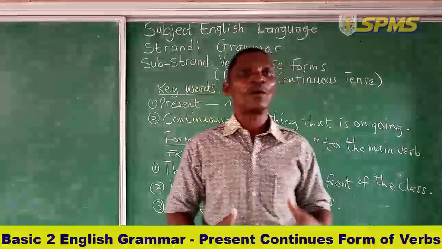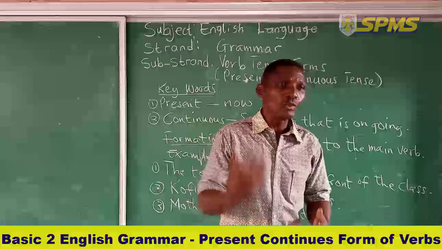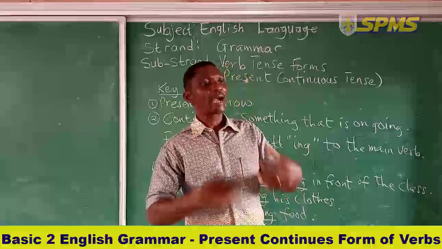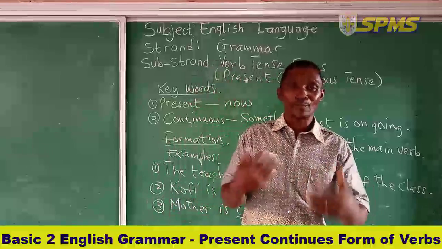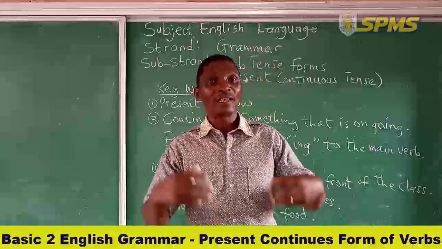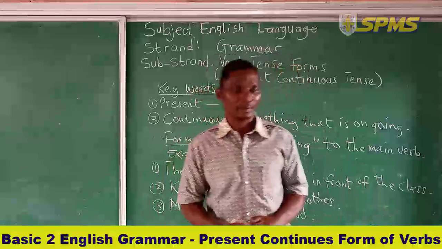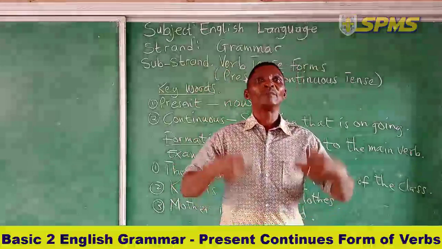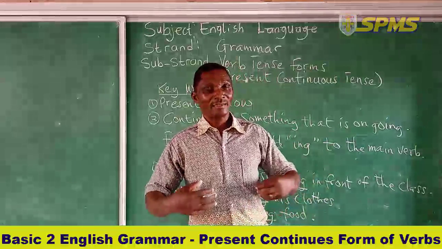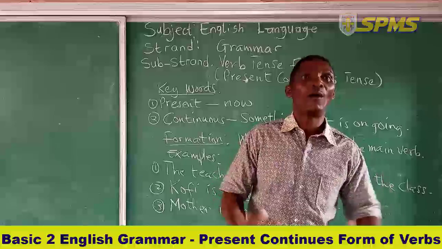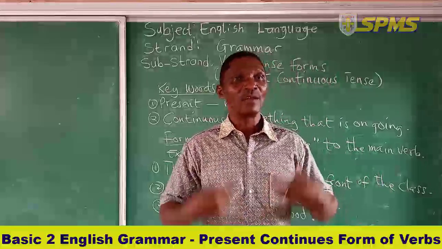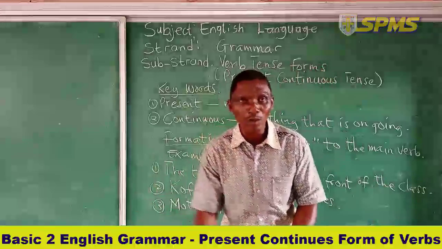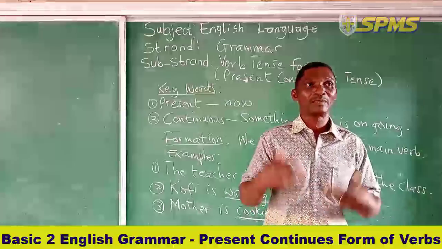So today, we continue with the present continuous form of the verbs. The present continuous form of the verbs is used to talk about an activity that is ongoing at the present moment, which you can see. For example, I am teaching. So you can see me performing the activity of teaching. In other words, the act of teaching is ongoing.